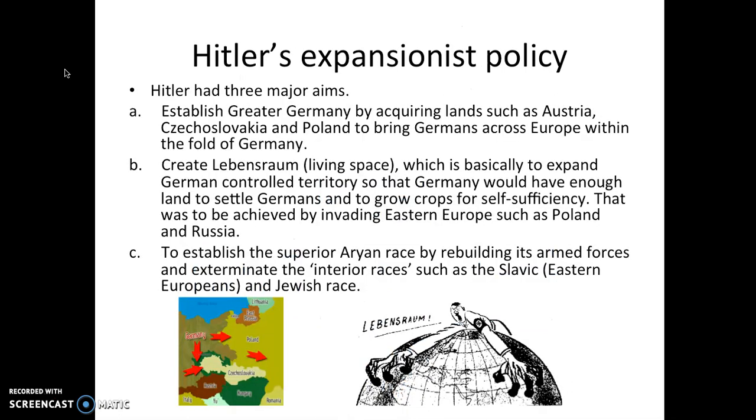Let's start with Hitler's expansionist policy. It'd be good if you know, and you must know, the objective for the expansionist policy. Why did Hitler want his expansionist policy? That would help you in the elaboration and possibly the explanation for this factor. Now, Hitler had three major aims.